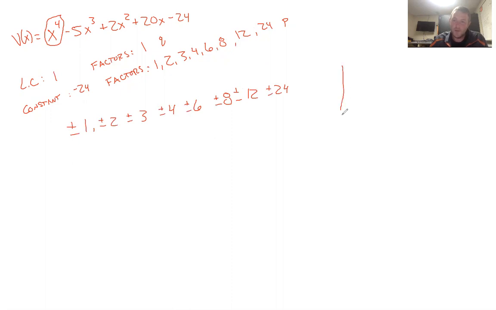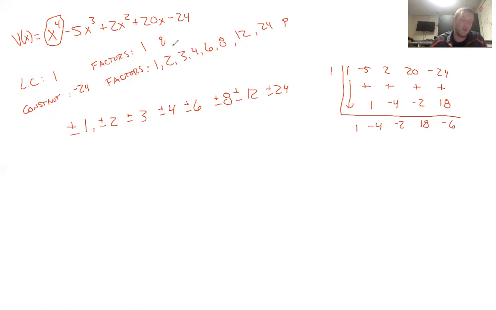And how do we check it? Well, I would use synthetic division. So it'd be the coefficients 1, -5, 2, 20, -24, and you can start anywhere you want. I'm going to start with 1. Bring down the first, and again, this has to be 0 at the end. So plus, plus, plus, plus. 1 times 1 is 1, -4, -4. That'd be -2, that'd be -2. This would be 18, this would be 18, and this would not be 0. So 1 is a no.